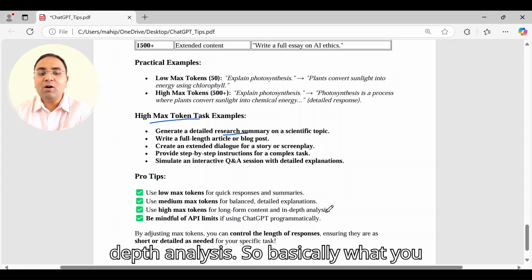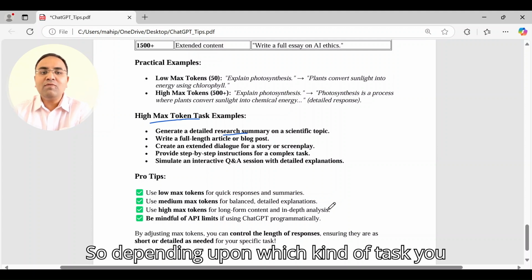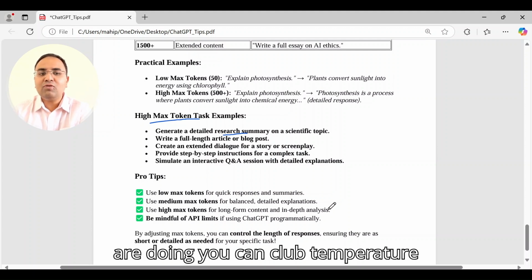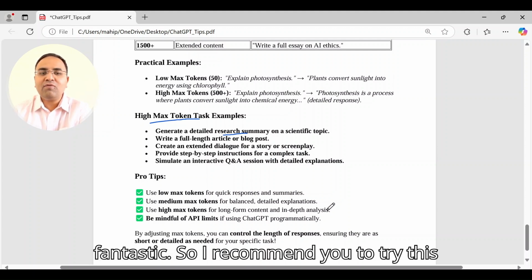So basically, you can also combine these. Depending upon which kind of task you are doing, you can club the temperature parameter with the token parameter, and then responses will be fantastic. So I recommend you to try this.